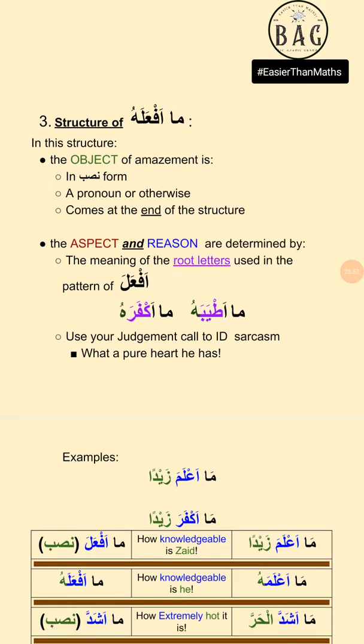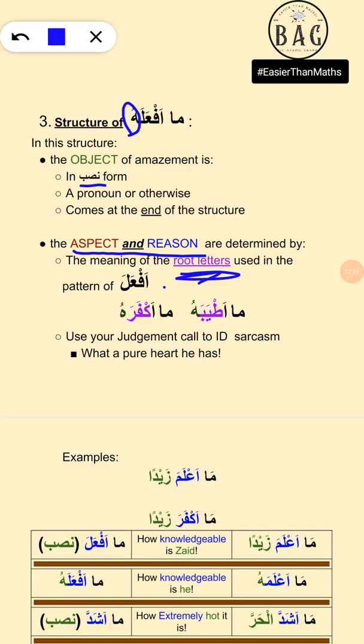All right, now the next structure that we have here is ma af'alahu, and as I told you earlier on, in this structure we have to have the object of amazement in the end. Okay, and it's going to be in nasab form. Okay, and the aspect and the reason are determined by the meaning of the root letters used in the pattern of afala.